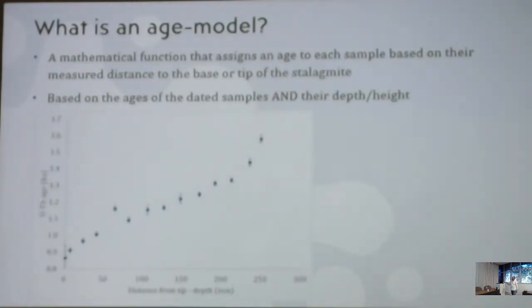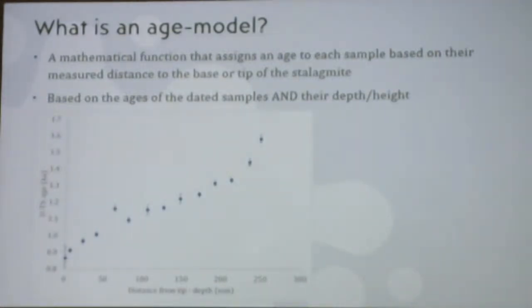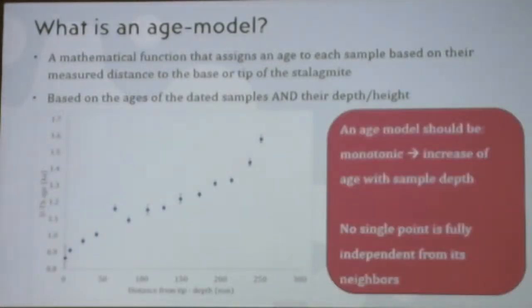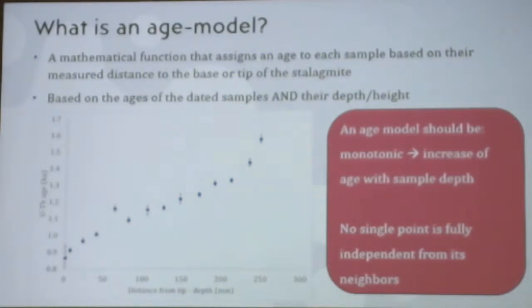This is an age model. Sorry, this is not an age model. This is just a plot of distance against corrected age. An age model is basically an equation that gives us a relationship between distance from the tip, or depth, and its corresponding age. An age model should be monotonic. Basically it means that age has to increase with depth.